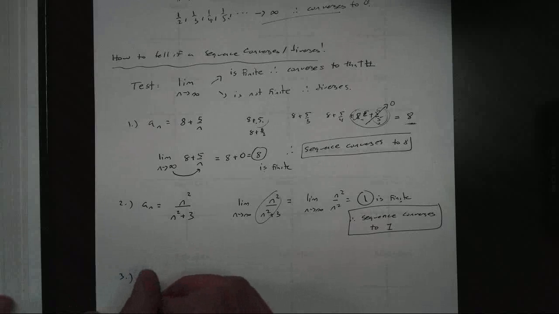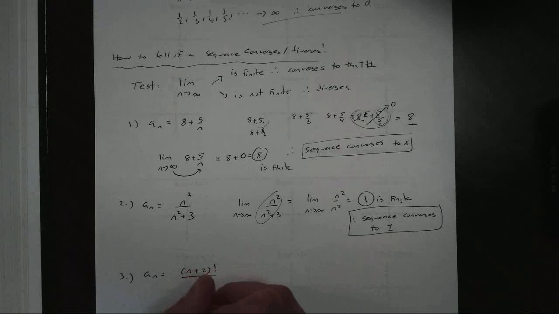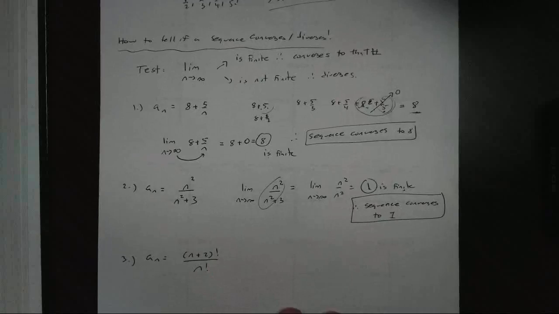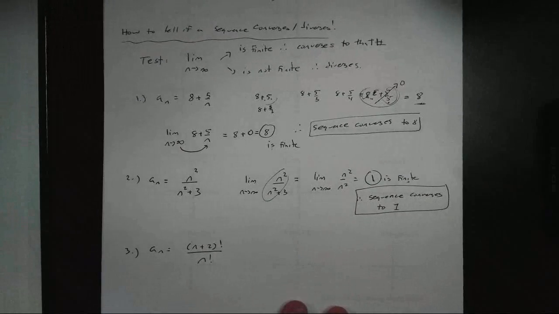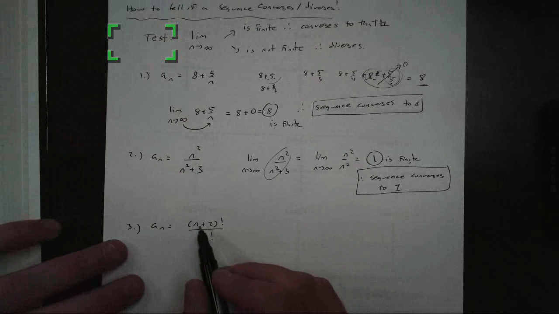For number 3, let's try another one here. Oh, this is always a fun one. What about a sub n equals something like n plus 2 factorial over n factorial? Now, we haven't done much with factorials in calculus, but the idea is still kind of the same. Now, we can kind of imagine this one.